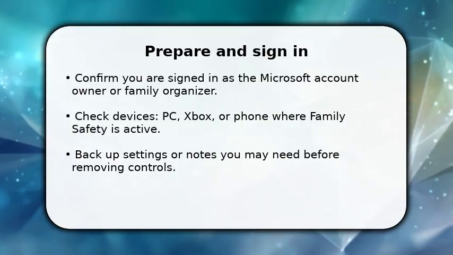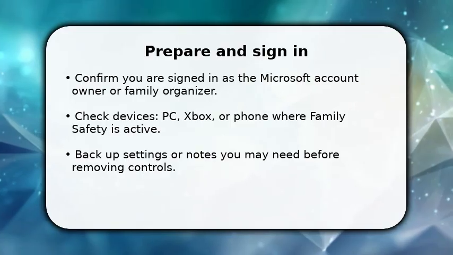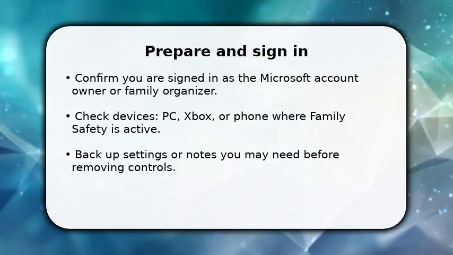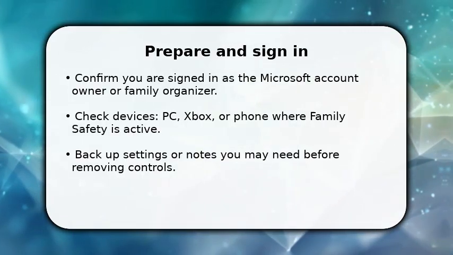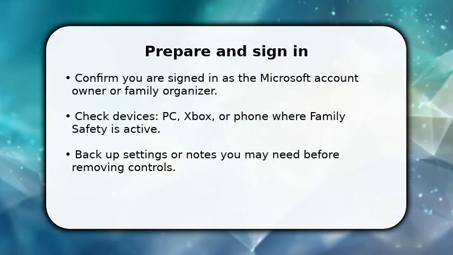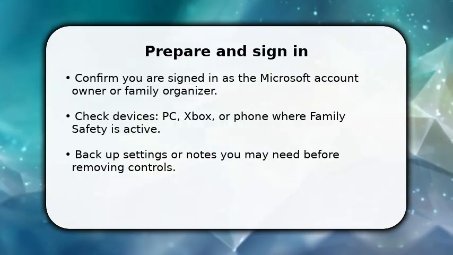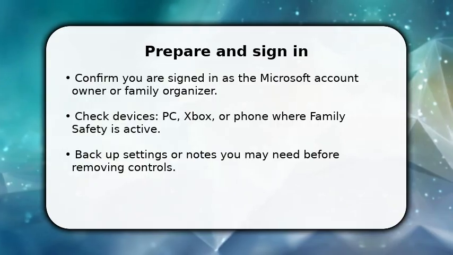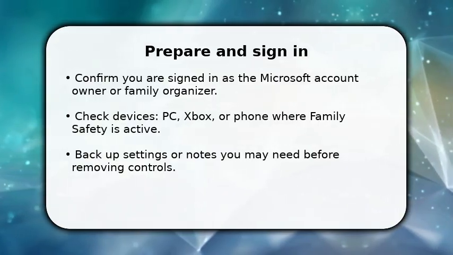You start by signing into your Microsoft account as the family organizer. This is essential because only the organizer can deactivate controls. Once signed in, open the Family Safety app or visit account.microsoft.com/family on a browser and locate the child or member you will remove.